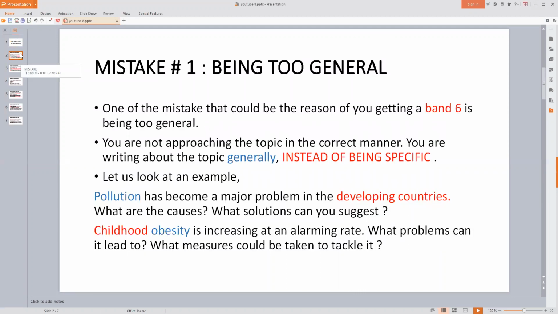So, the very first mistake. One of the mistakes that could be the reason of you getting a band 6 is being too general. Now what do I mean by that? It means that you are not approaching the topic in the correct manner. You're writing about the topic generally instead of answering the question specifically. Still confused? Don't worry, because I'm going to give you some examples to clarify it. Let's look at an example.